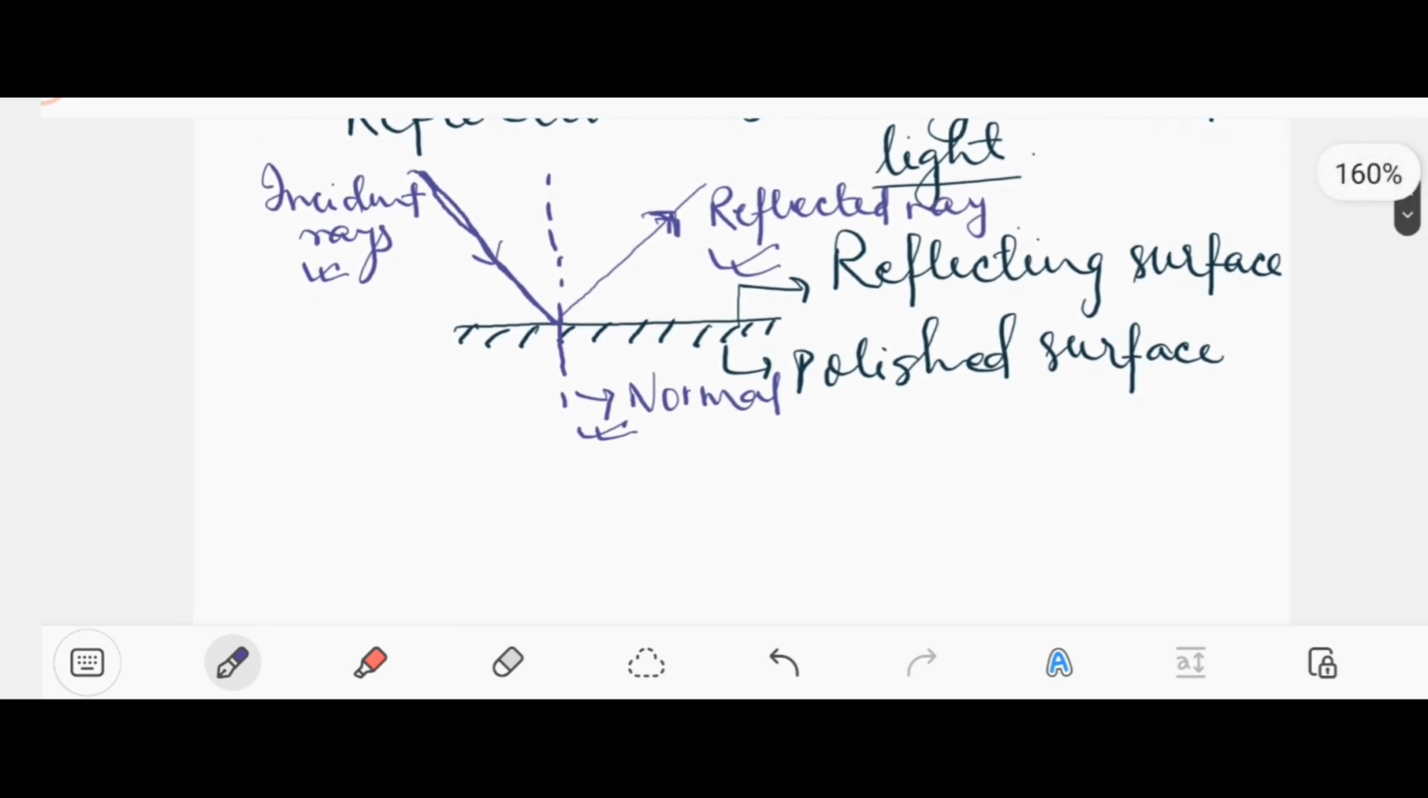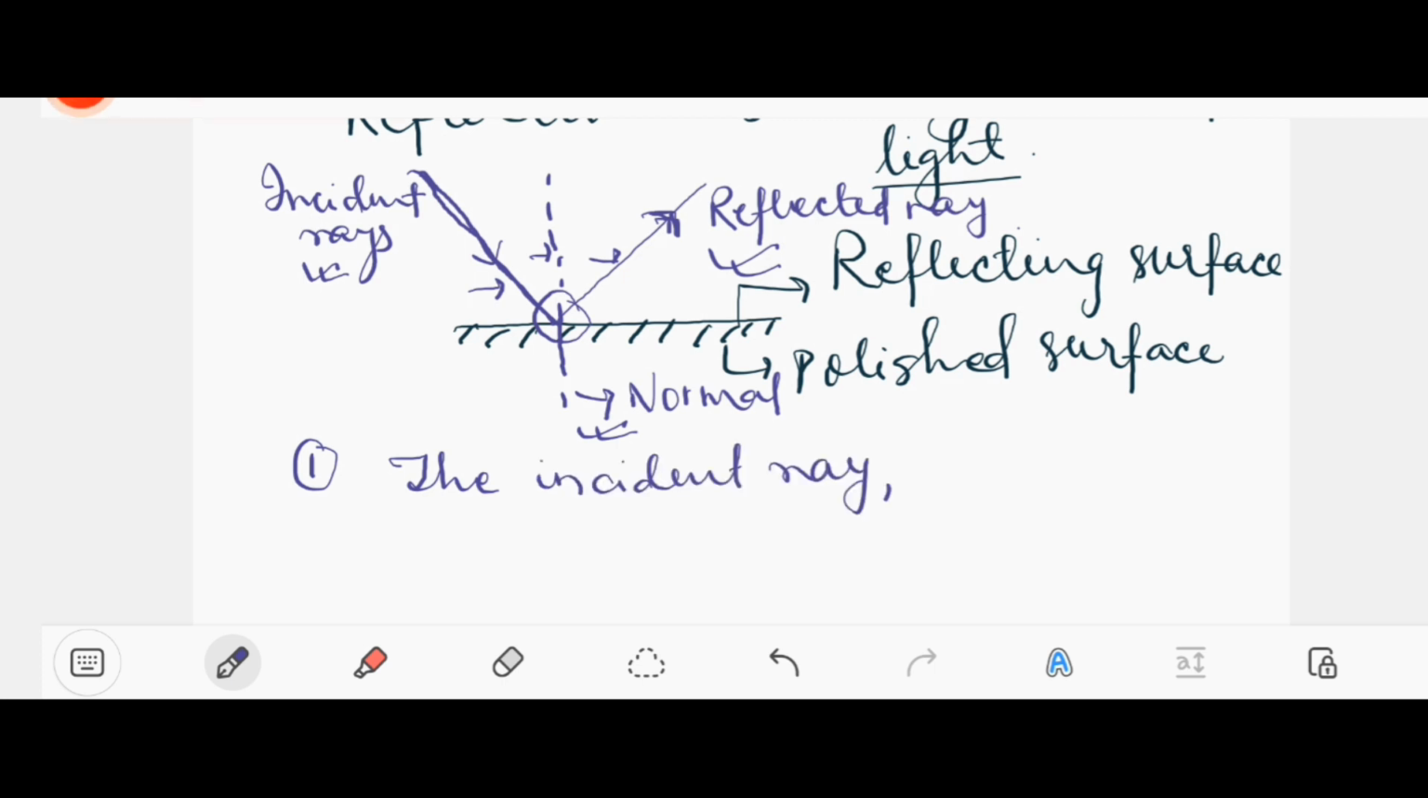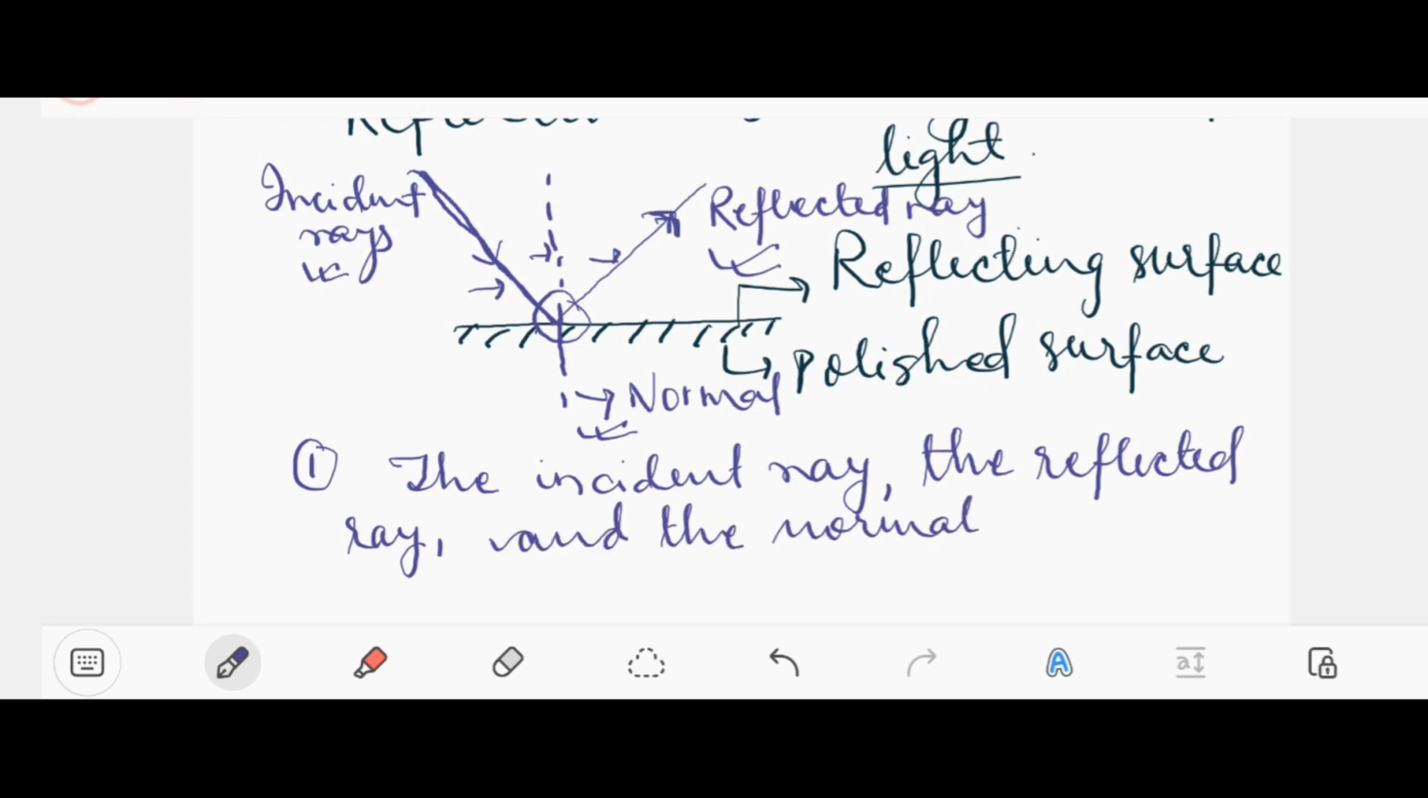Now, how are the laws created? We can see over here that the incident ray, the normal, and the reflected ray all lie in the same plane. So the first law says that the incident ray, the reflected ray, and the normal all lie in the same plane. This is the first law of reflection.